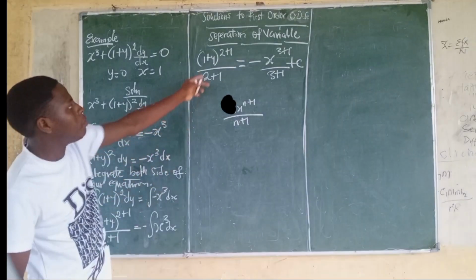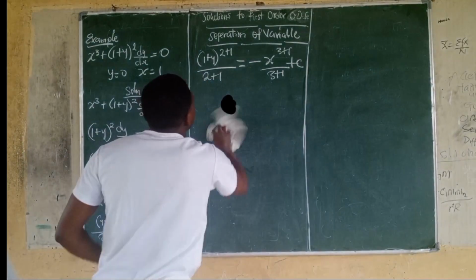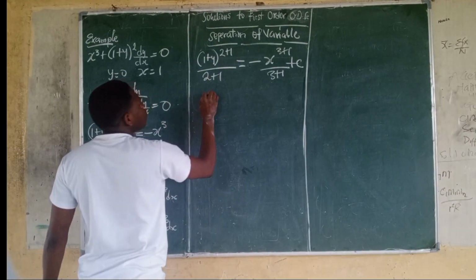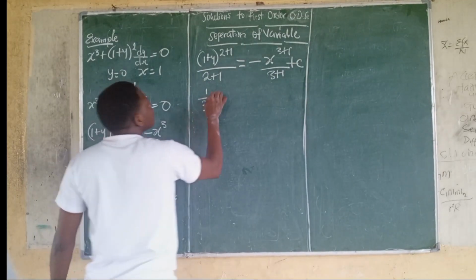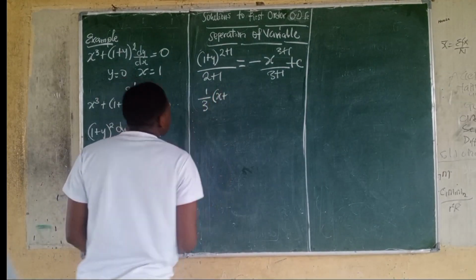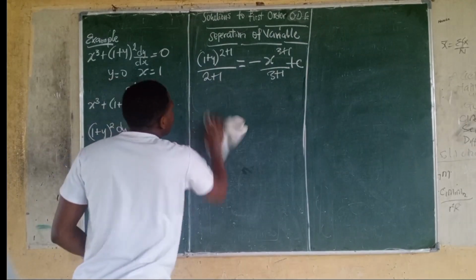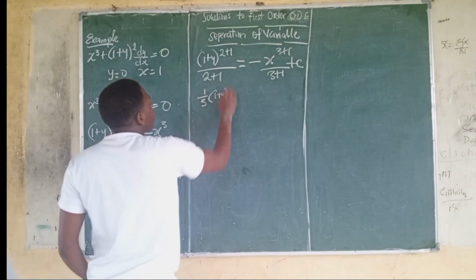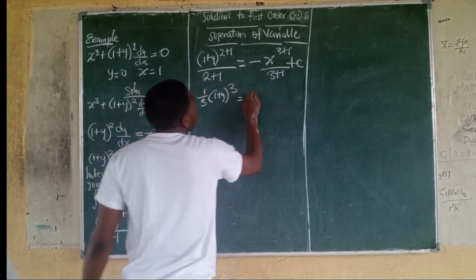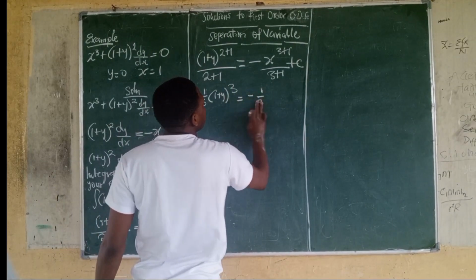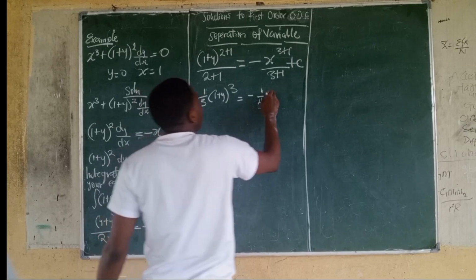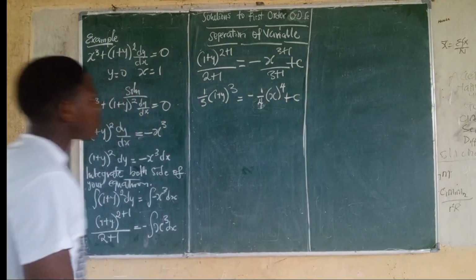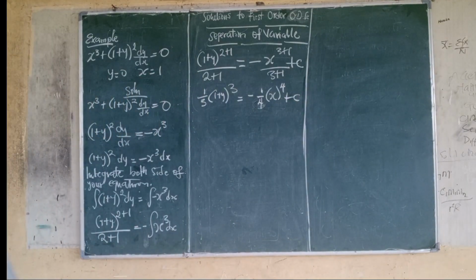Now we can simplify this. Simplifying what we have here, this is equal to 1 over 3 (1 plus y) raised to the power of 3, and this is equal to minus 1 over 4 x raised to the power of 4 plus c. We are done with the solution.